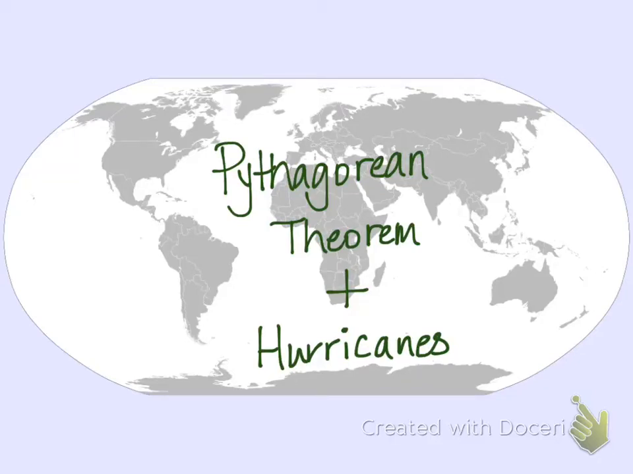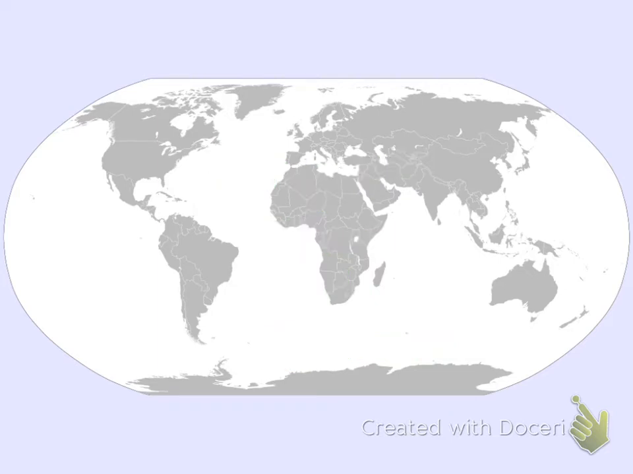Okay, so in this video we're going to talk about the Pythagorean Theorem and using it to find out how far away hurricanes are, or to use it to find the distance between points on a plot of a hurricane.